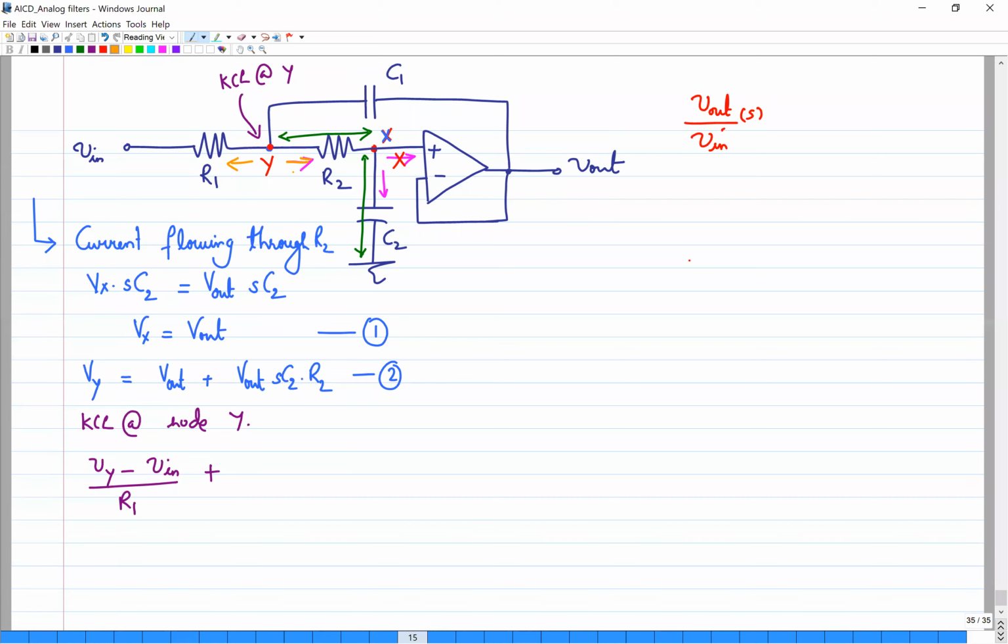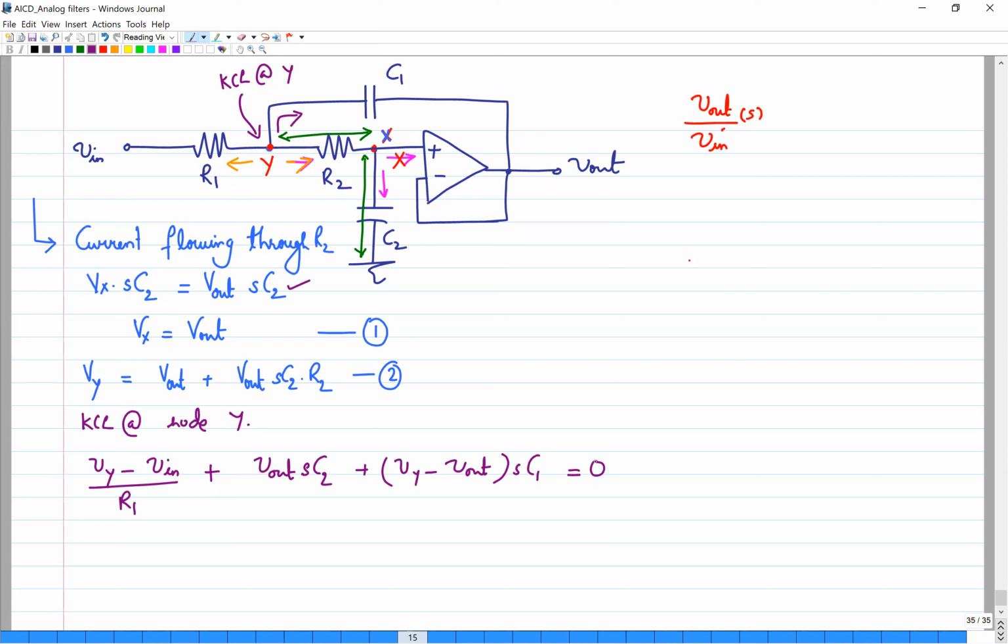Now the current towards this side, you can write that current as Vout into S into C2. That is the current through R2 that we have written already. Again plus the current flowing here, which is the same as Vy minus Vout into SC1. This is equal to 0. This is KCL at node Y.